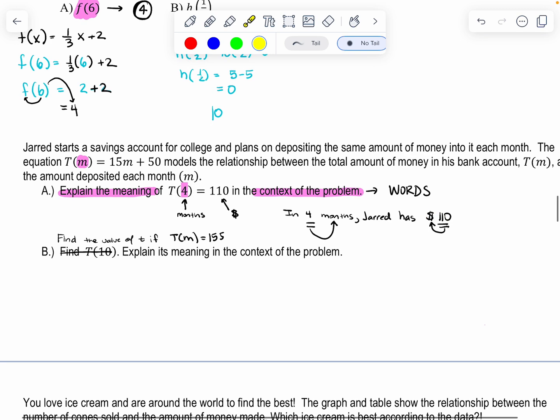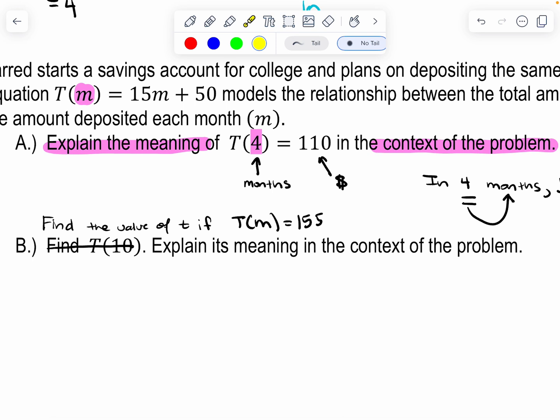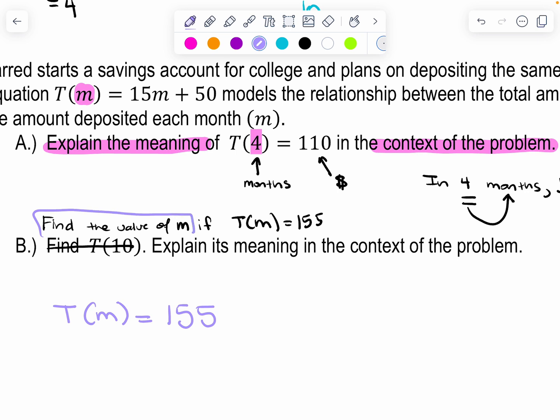And then you might have a question like, find the value. I'm changing this slightly, so don't look at the original problem. Find the value of T if T of M equals 155. Now I'm asking you a different question. Find the value. Value means number. Oops, that's just supposed to say M. Sorry, ignore. Find the value of M if T of M equals 155. So I'm just going to copy that a little bit bigger over here so you can see the statement. T of M equals 155. That was the question. And it says, find the value of M.